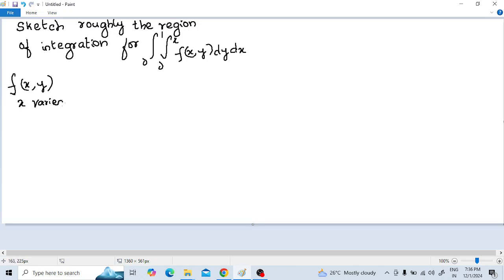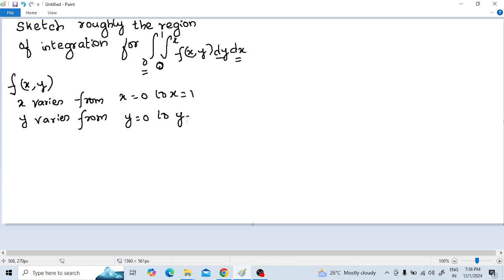So from the given problem, here as we know, the inner integral, 0 to x, corresponds to y. The outer integral, the limit is 0 to 1, corresponds to x. Therefore, x varies from x equal to 0 to x equal to 1, and then y varies from y equal to 0 to y equal to x.